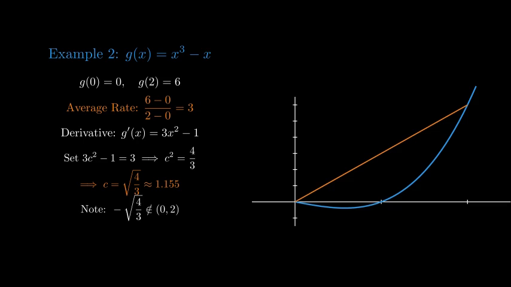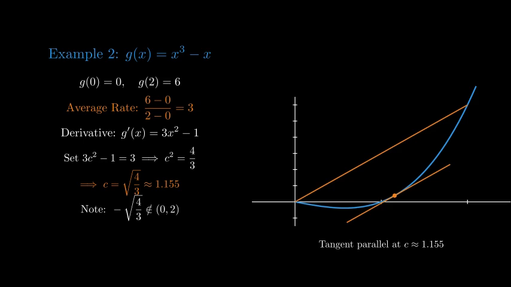When we check which of these values lies within our open interval from 0 to 2, we find that the negative square root of 4/3 is outside the interval, but the positive square root of 4/3, which is approximately 1.15, lies strictly inside the open interval from 0 to 2. Therefore, this value of c is our valid solution to the mean value theorem.